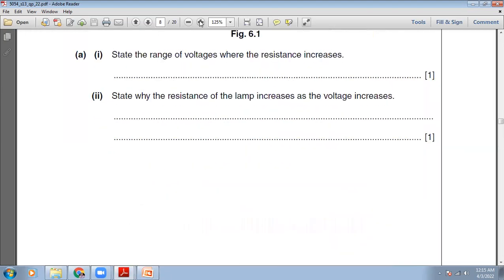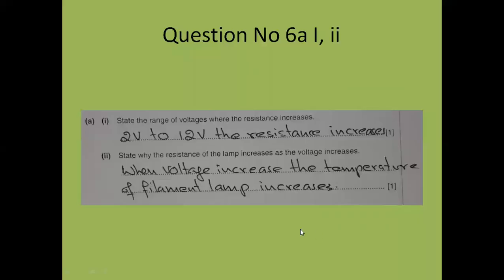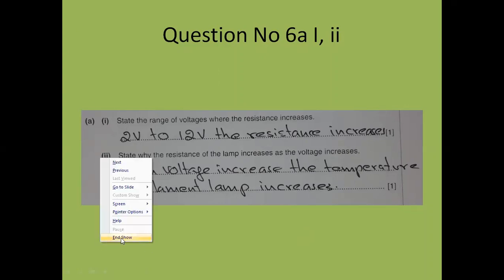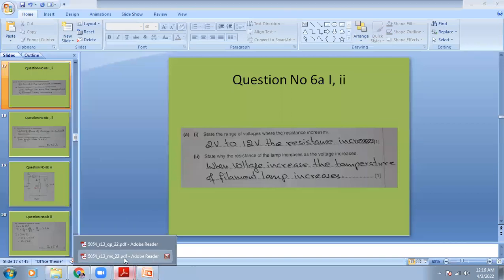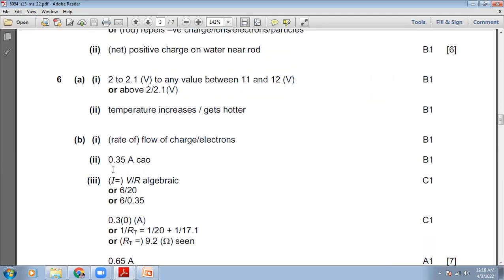State why the resistance of the lamp increases as the voltage increases. As the voltage increases, the temperature of the filament lamp rises, and due to this, the resistance increases. When voltage increases, the temperature of the filament lamp increases, and that is the cause of the increase in the resistance. It says temperature increases, gets hotter. Okay.